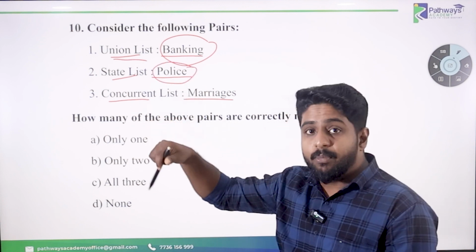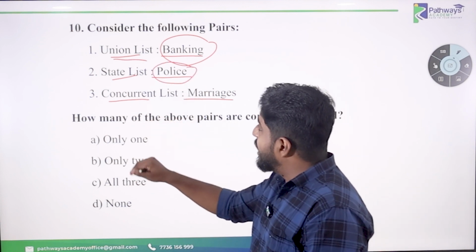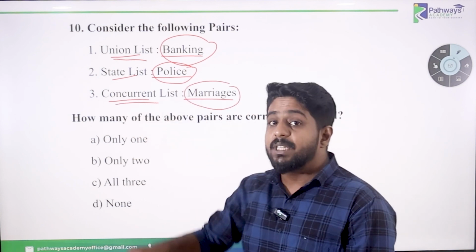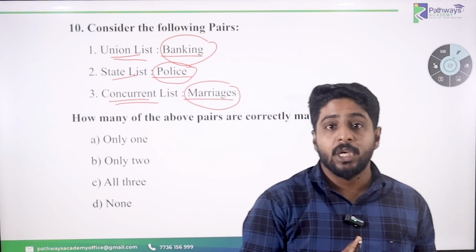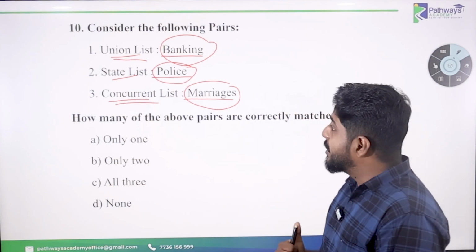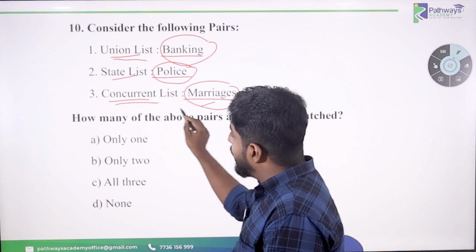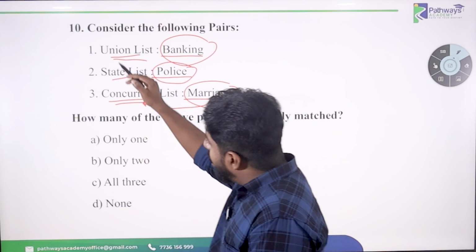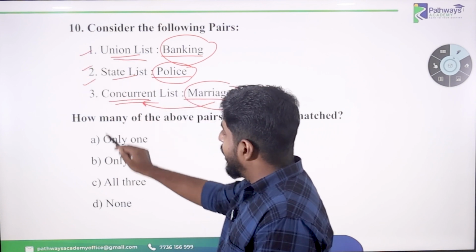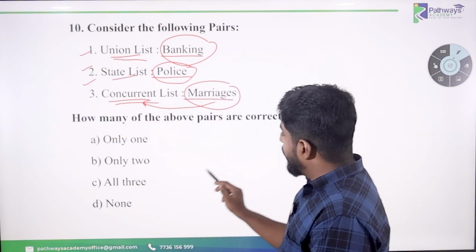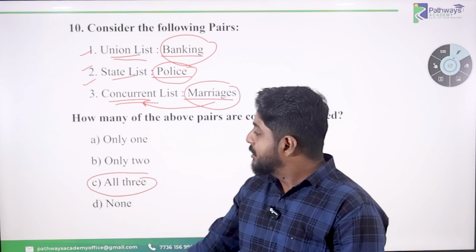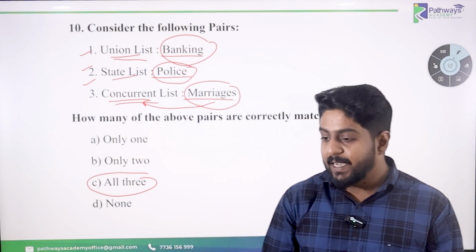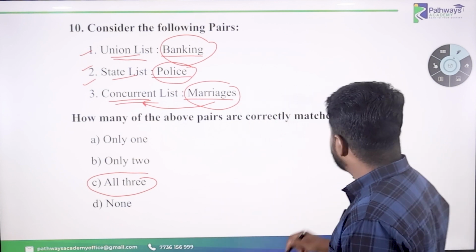Police, the Kerala police, Tamil Nadu police, is state list. Concurrent list, marriages. Yes, both the center as well as the state can frame laws on the subjects of the concurrent list. So marriage is part of the concurrent list. Education is also part of the concurrent list. So all these 3 pairs are correctly matched. So the answer for question number 10 is option C.